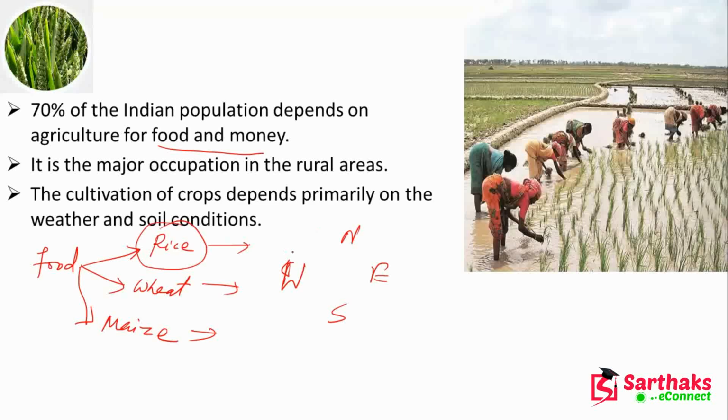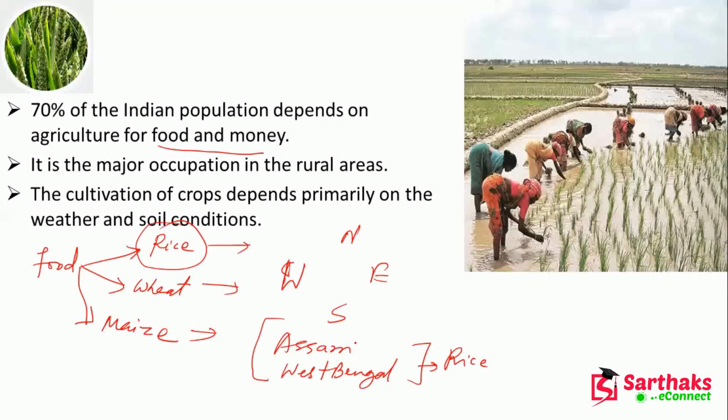I am saying that yes, Assam and West Bengal are producing huge amounts of rice. How? Due to their soil and weather. Some maize will be produced in, suppose, the northwest of India. Why? Due to the weather and soil also, right? So that means crop production depends on soil and weather. These two factors are very, very important.